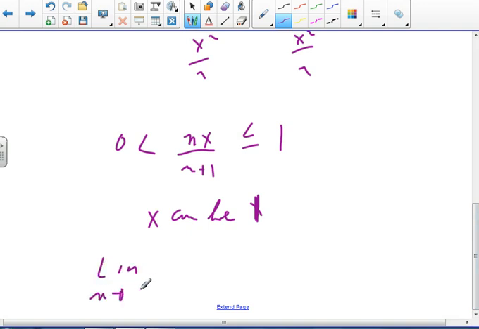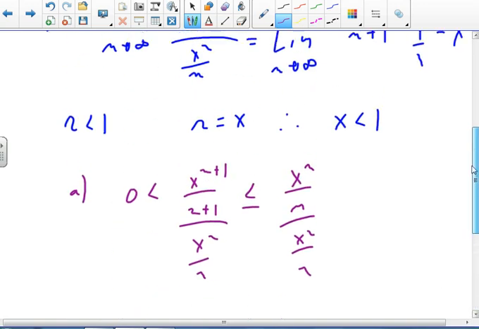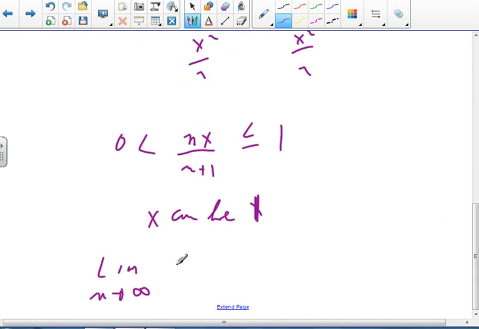as n goes to infinity of x to the n over n. Okay, in that case, this has to be 0. And if x were 1, then that would be 0. Yeah, that would be 0. So it looks like x could be 1.